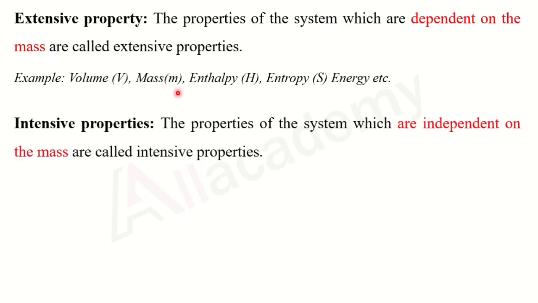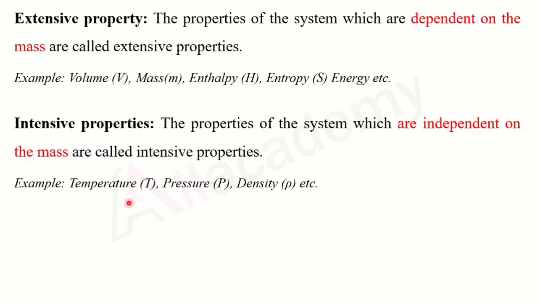The next type of properties are intensive properties. The properties of a system which are independent of mass are called intensive properties. Examples of intensive properties are temperature, pressure, density. These values are not dependent on the mass of a system. So the properties which are independent of mass are called intensive properties.